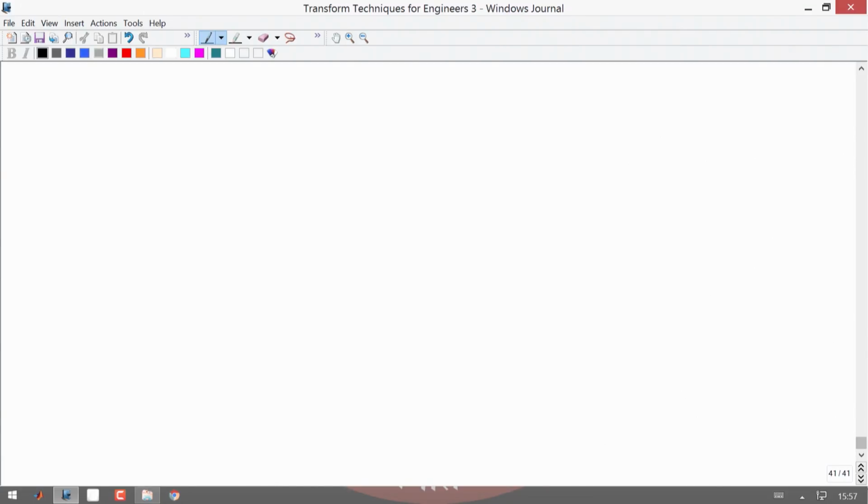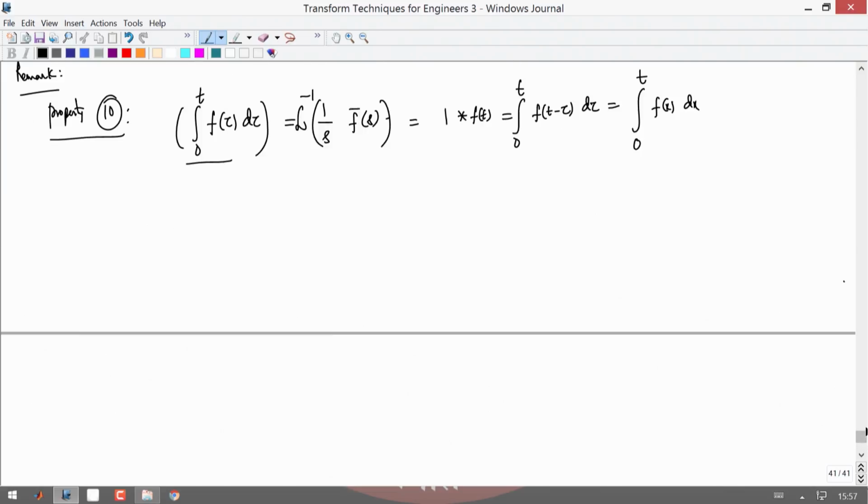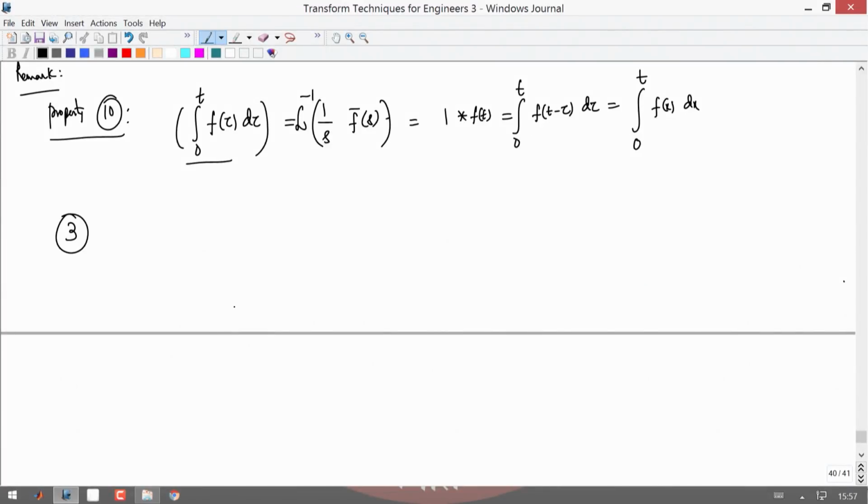Okay, this technique also I will explain. So, we will see some other technique, that is a third technique to evaluate, that is the Heaviside expansion theorem. Heaviside is called Heaviside expansion theorem, to find inversion.